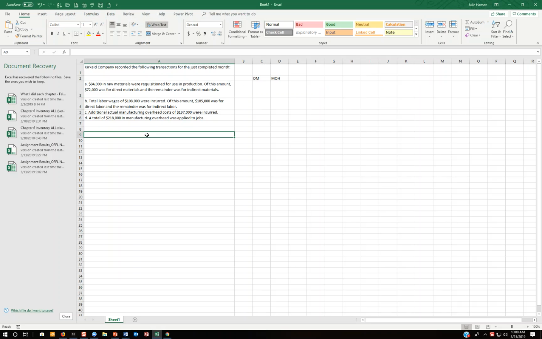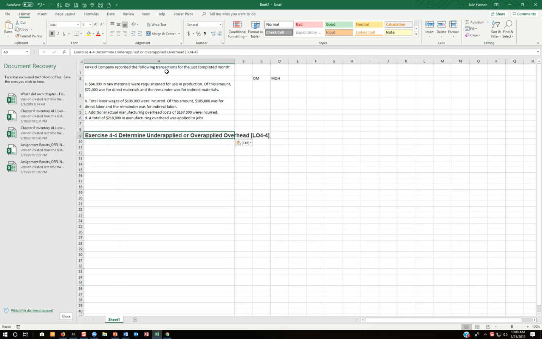So, because you know I love Excel, here we go again. The first part says 84,000 in raw materials were requisitioned for use. That means they were brought into use. They went to the storeroom and grabbed them. Of those, 72,000 was for direct materials.